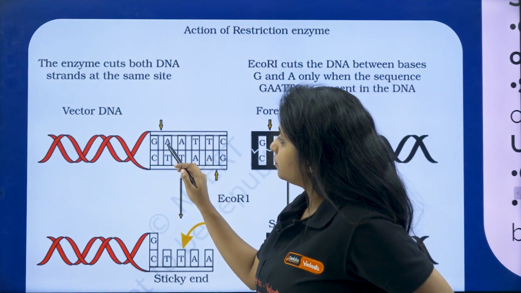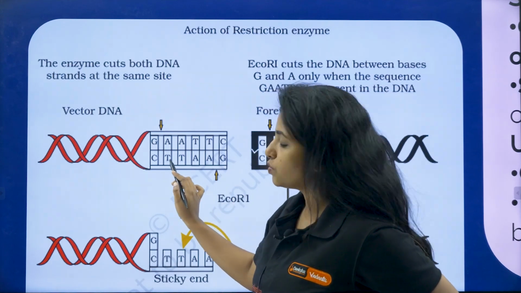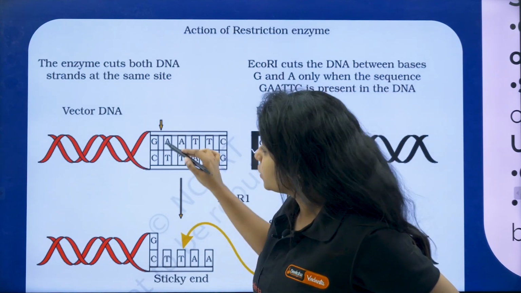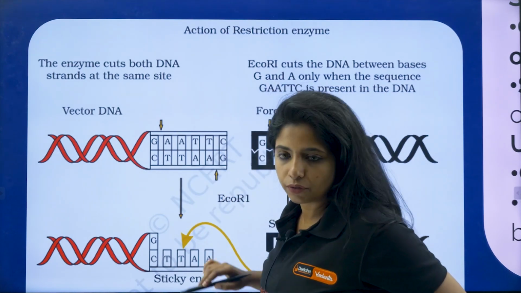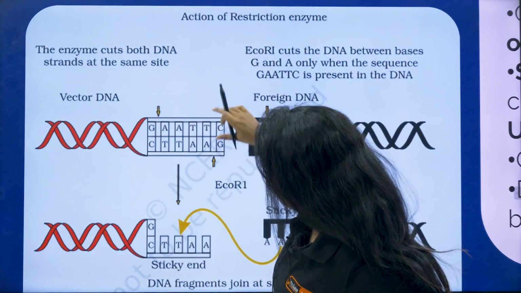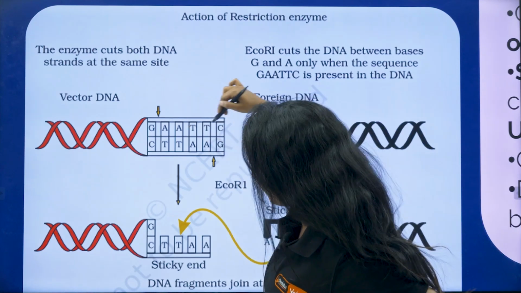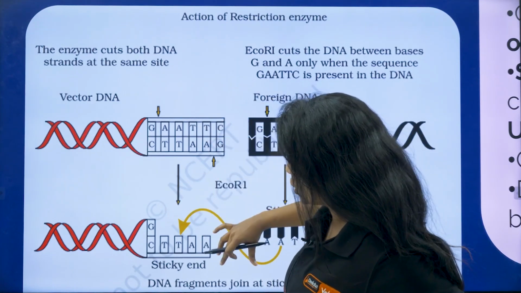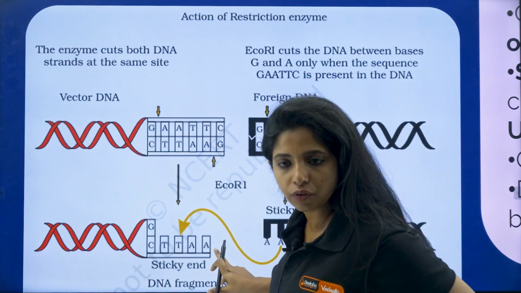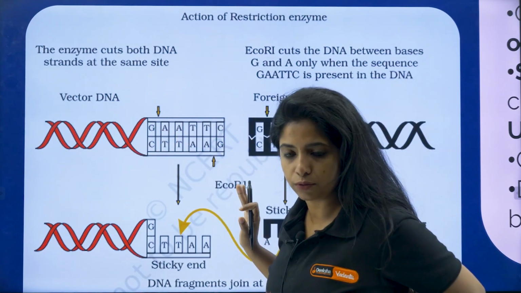The vector DNA has a GAATTC site over here. Similarly, it will have a GAATTC site over here also. It is going to make a cut over here and a cut over here. When it makes a cut over here, what will happen? This whole strand will move away. And similarly, when you make a cut, an L-shaped piece goes off. If you see, there is no G over here because you made a cut over here and a cut over here. This L-shaped piece is being removed.